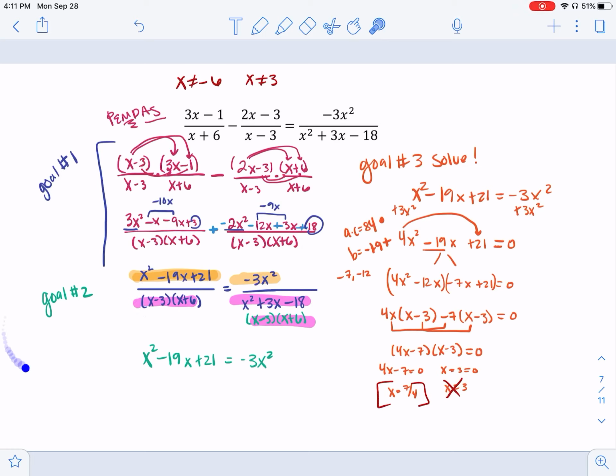Once I did that, I moved on to goal 2, which was to get rid of the denominators. This problem was a lucky problem where my denominators from the get-go were equal to each other. So I just set my numerators equal to each other. Then I moved into goal 3, which was solving. In order to solve, I moved my 3x squared over. It was set equal to 0, so I was ready to factor it out. Once I factored it, I set each of those equal to 0 to solve, and then I just checked our restrictions. My restriction said x was not allowed to equal 3, so I immediately canceled that one off, leaving with x equals 7/4.